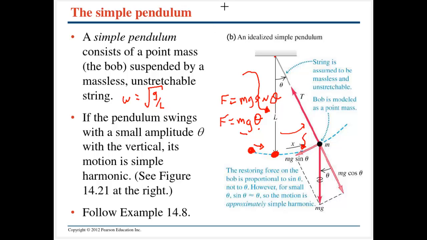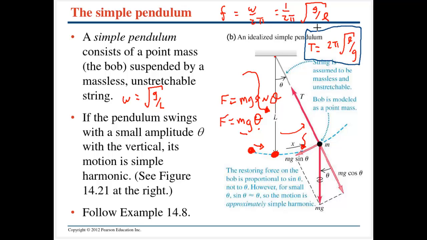We can write the frequency of a pendulum to be omega divided by 2 pi, so essentially 1 over 2 pi, square root of gravity divided by length. And lastly, the period of a pendulum is going to be 1 divided by the frequency, or 2 pi, the square root of L divided by g. And for some reason, this is the one that I always remember, and then I can convert between them.